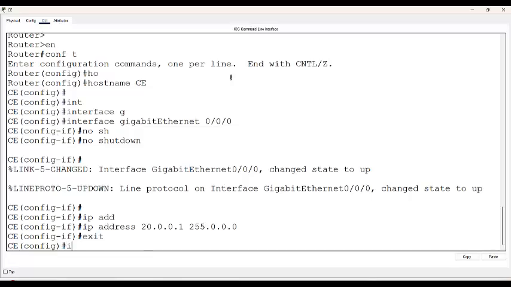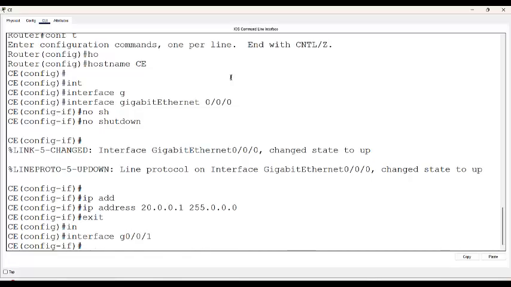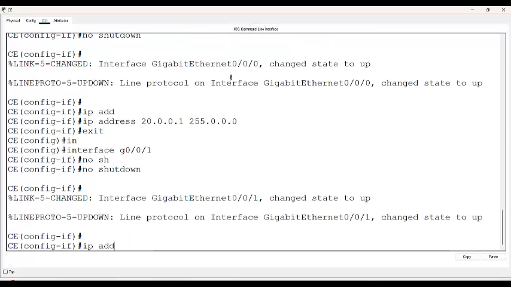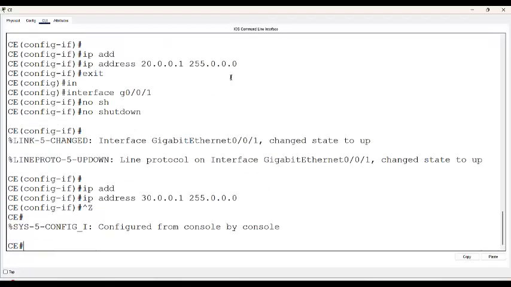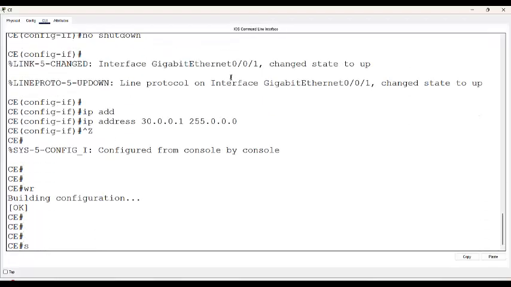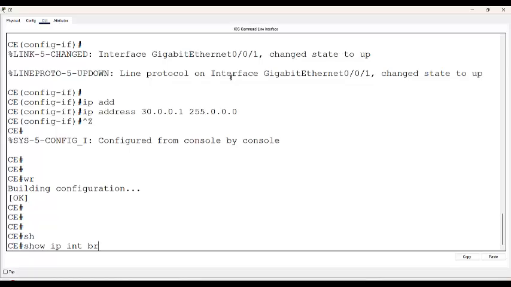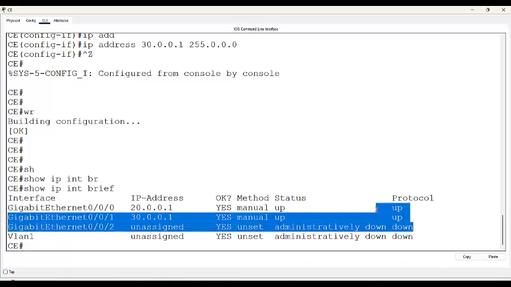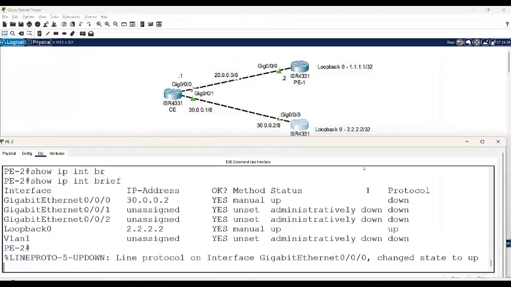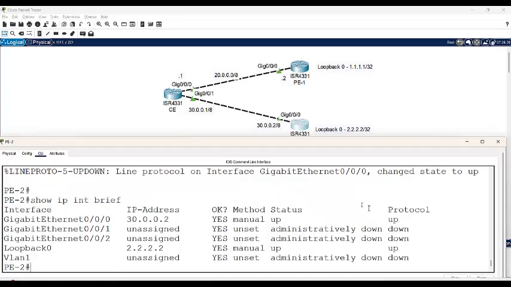Done. And then interface G001 IP address is what? 30.0.0.1. Okay, so we have show IP interface brief. We have these two interfaces with these two IP addresses, and the interfaces are up. Likewise here, the first interface, the physical interface, is up, and then the virtual interface, the logical interface, loopback, is also up.